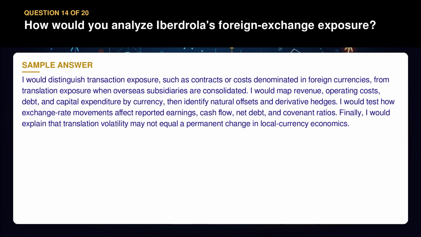I would distinguish transaction exposure, such as contracts or costs denominated in foreign currencies, from translation exposure when overseas subsidiaries are consolidated. I would map revenue, operating costs, debt, and capital expenditure by currency, then identify natural offsets and derivative hedges. I would test how exchange rate movements affect reported earnings, cash flow, net debt, and covenant ratios.